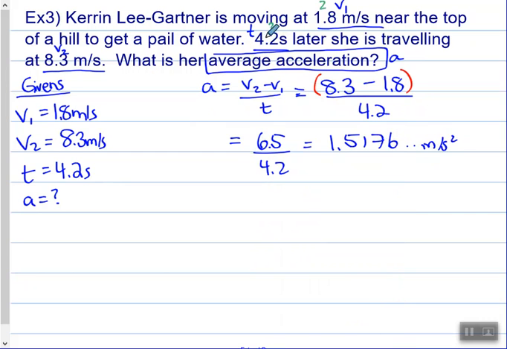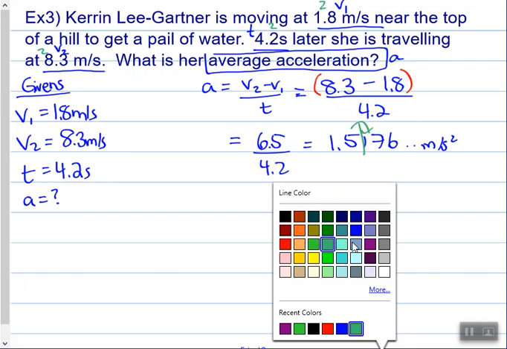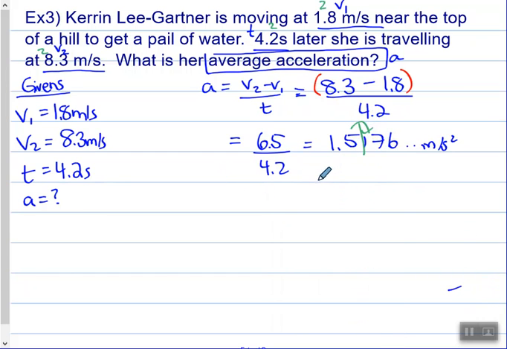sig fig. So 2, 2, and 2. So we will have to cut off after 2, taking a peek over. It's just a little 1 there next to the wall. So we get an answer of 1.5 meters per second squared for our average acceleration.